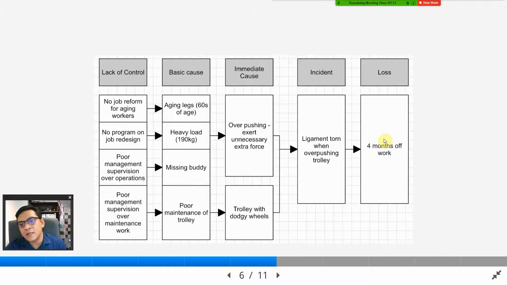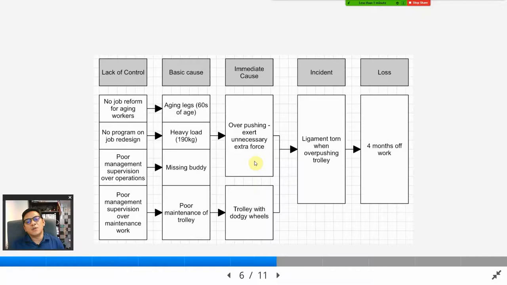Why does it happen? What makes her unable to carry out the work? It's because of an incident where she tore her ligament when over-pushing the trolley. So this is what happened, the event. Now what causes this? We look at the immediate causes. Number one would be the substandard act of over-pushing, exerting unnecessary extra force. At the same time, she also picked up a trolley with dodgy wheels.